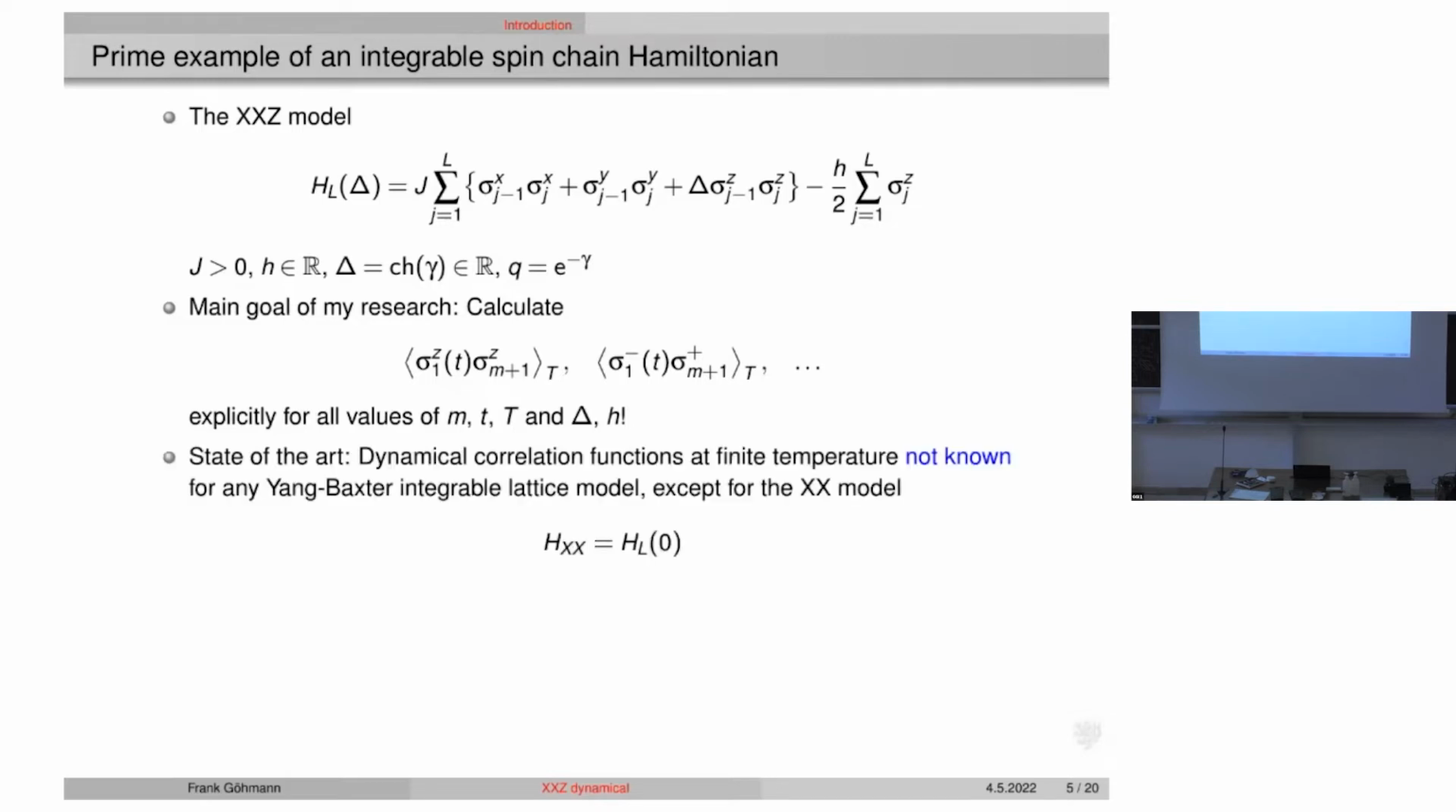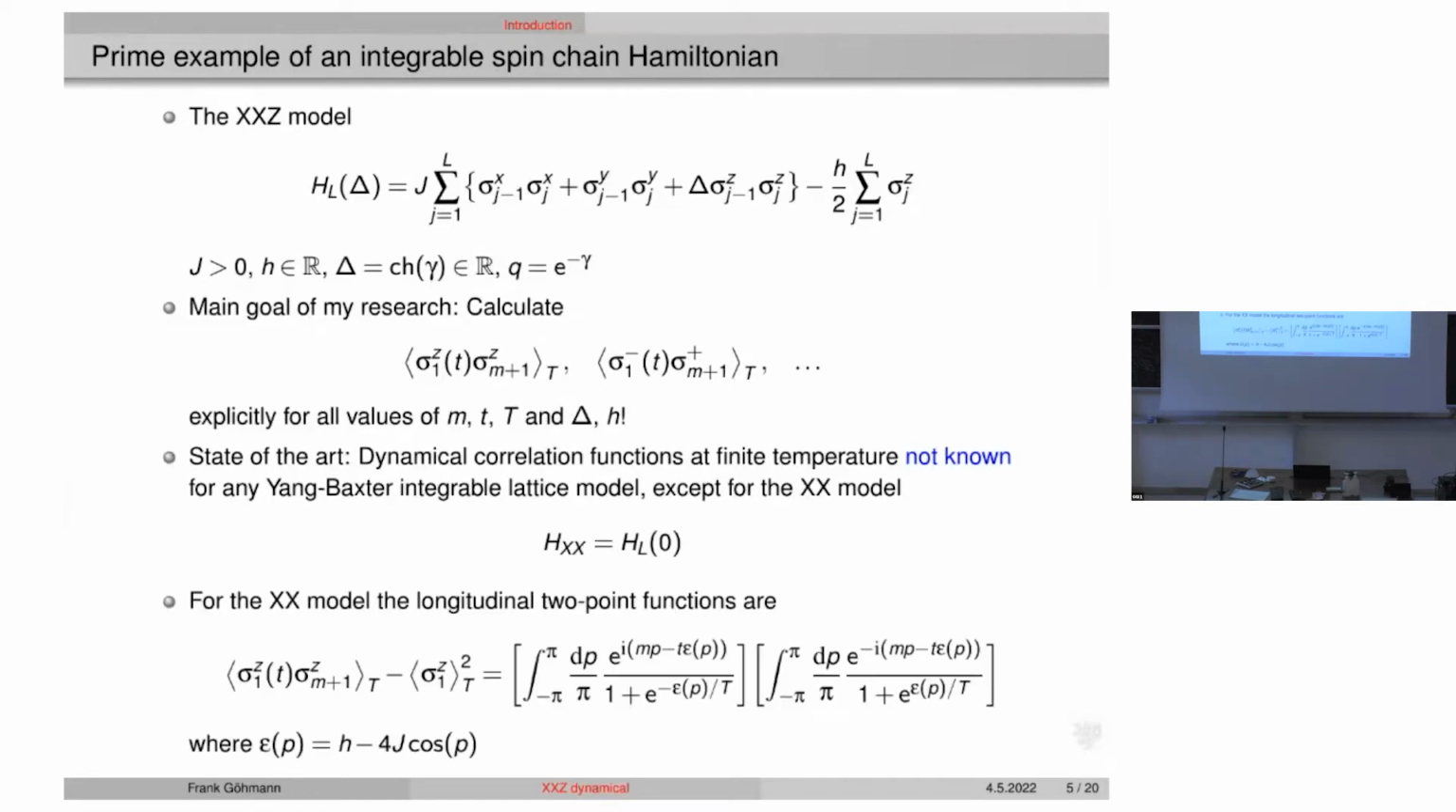And unfortunately, the state of the art is that dynamical correlation functions at finite temperature are not known exactly, except for the case when this delta, the anisotropy, is 0, and this is the so-called free fermion point where the model is more simple. So here is an example at the free fermion point. I show you this example for several reasons. When delta is 0, we call it the XX model.